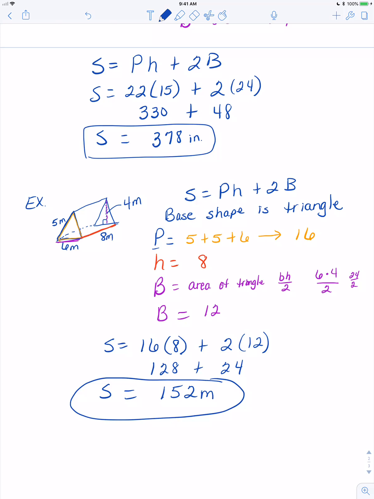Let's see, I think most of your homework is going to be these two, either a cube or a rectangular prism or a triangular prism. So the hardest part is making sure you just come up with a P, come up with the B's, and solve for those first before you put it all in the formula.